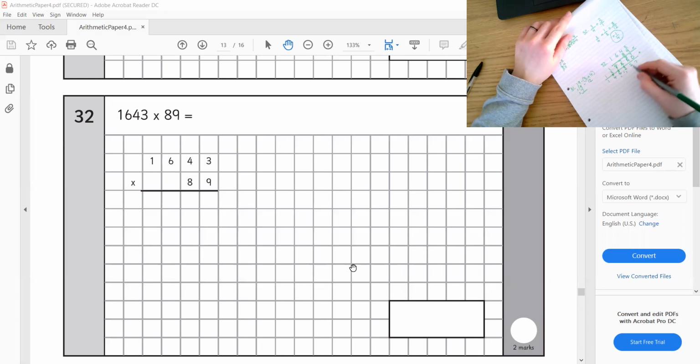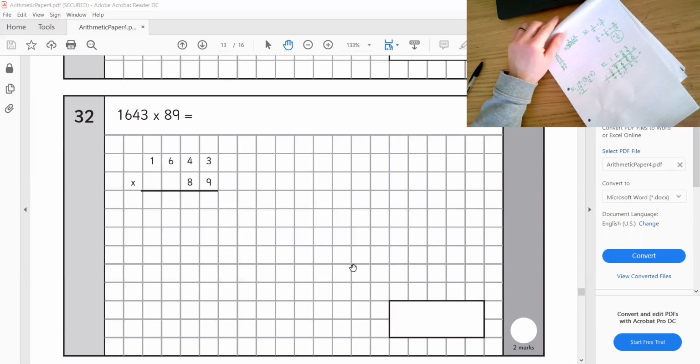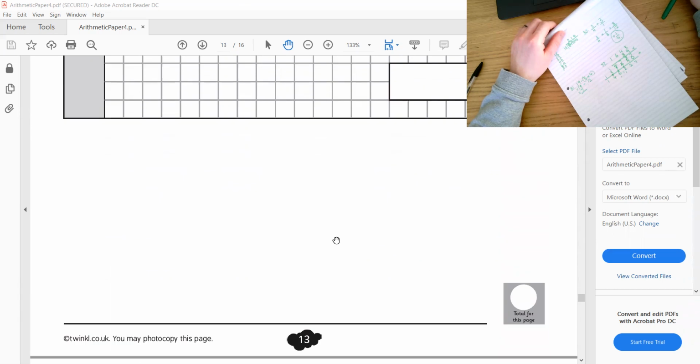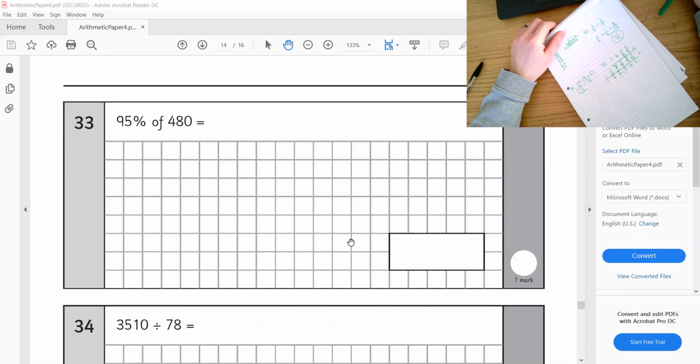So we're 146,227 altogether. Oof, that's definitely worth 2 marks, that one is. Question 33.